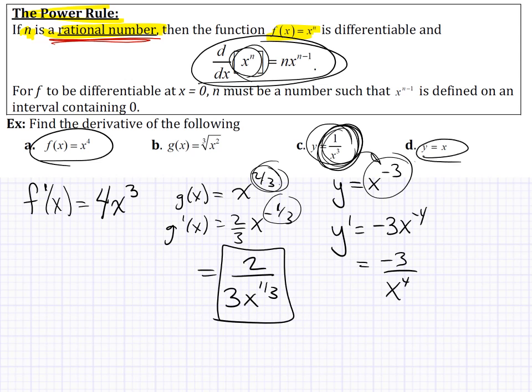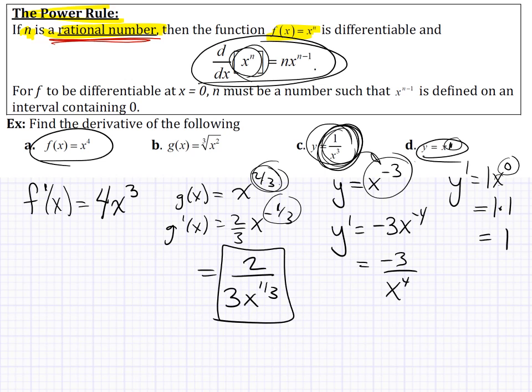Finally, the last one, think of this as x to the first. Always think of x as x to the first. So my derivative would be 1x to the 0. Remember, this exponent has to be 1 less than this. Well, x to the 0 should be 1. So I have 1 times 1, so I just get 1. So y prime is 1. So looking at this, the power rule is pretty easy to apply now.